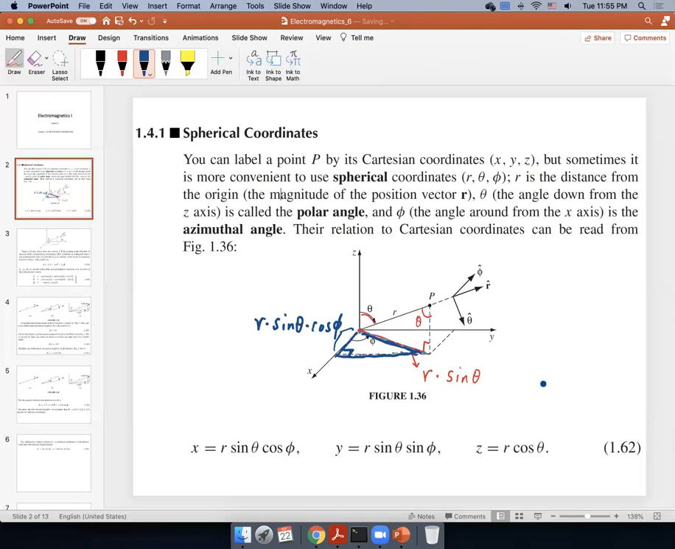In a similar way, y equals r sine theta sine phi, because this is x and this is y. And for z, it's relatively easy. It's just this length in the blue dashed line. It's r times cosine theta. So that's the expression of xyz in the spherical coordinates.